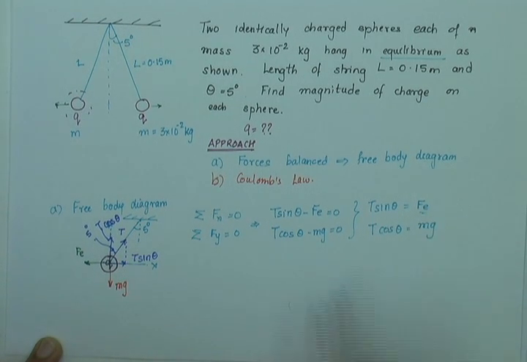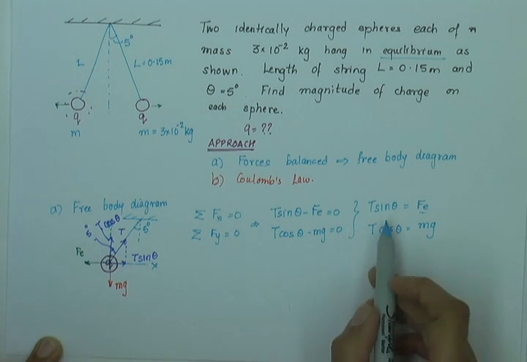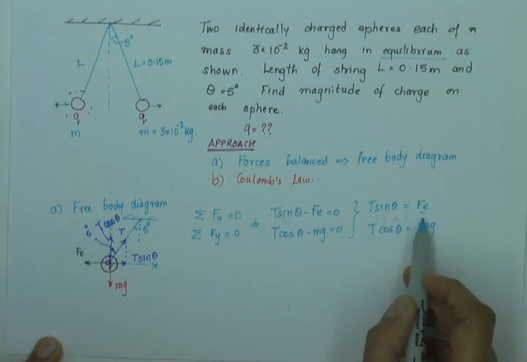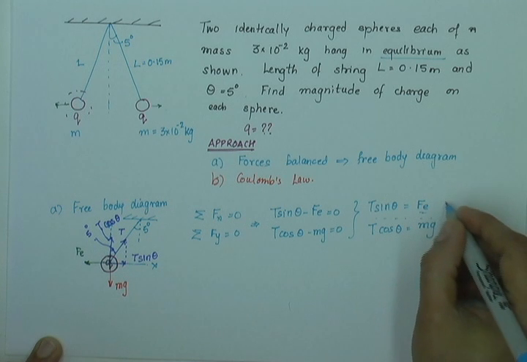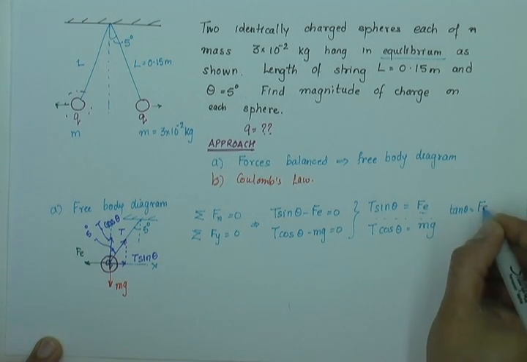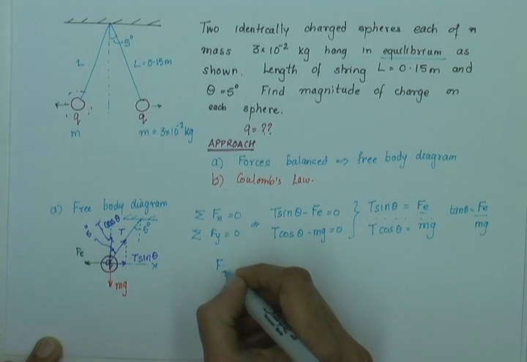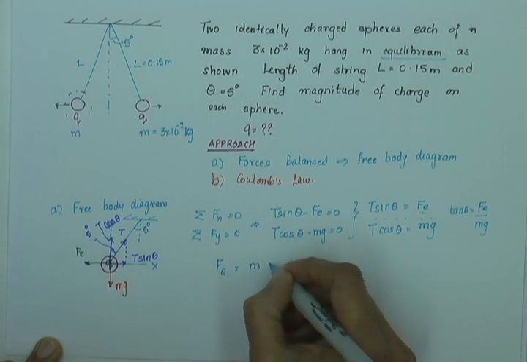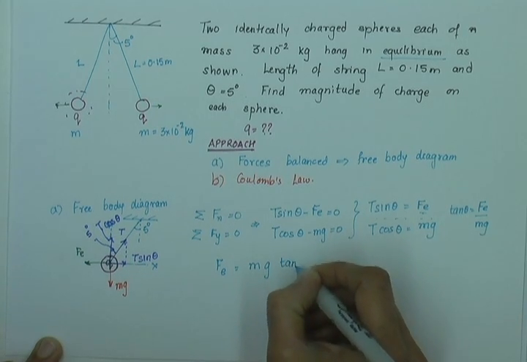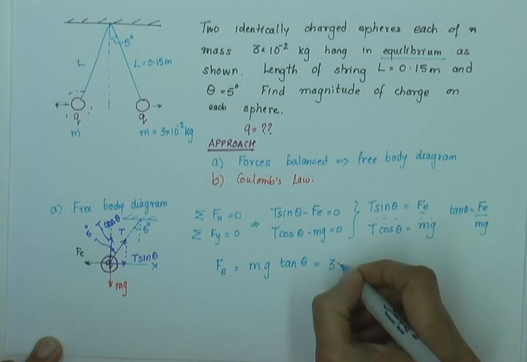I'm really interested only in Fe, so I will try to get rid of T from the equation, and the way to do that is if I divide these two equations. That gives me tan theta is equal to Fe over mg, and thus I can find my Fe as mg tan theta. Good. And so I know all the numbers here.